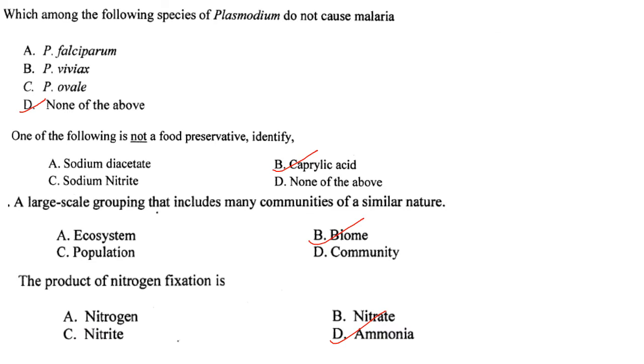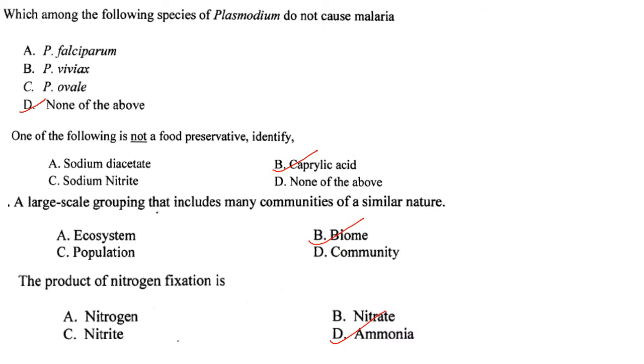Then next one. Which of the following species of Plasmodium do not cause malaria? Plasmodium falciparum, Plasmodium vivax, Plasmodium ovale. All these cause malaria. So none of the above is the answer. One of the following is not a food preservative. Identify. So it is caprylic acid, that is not a food preservative.